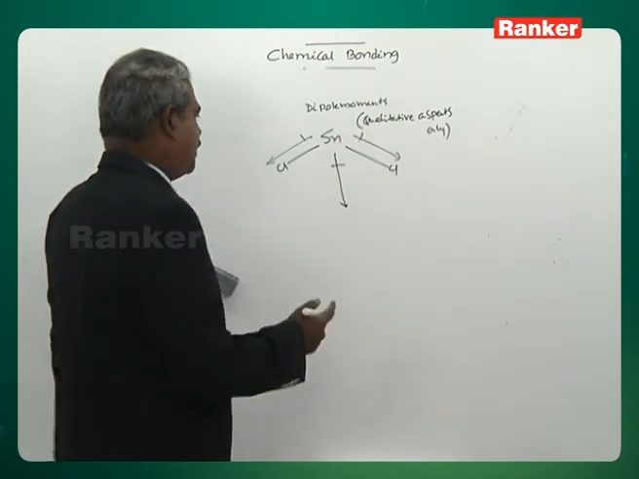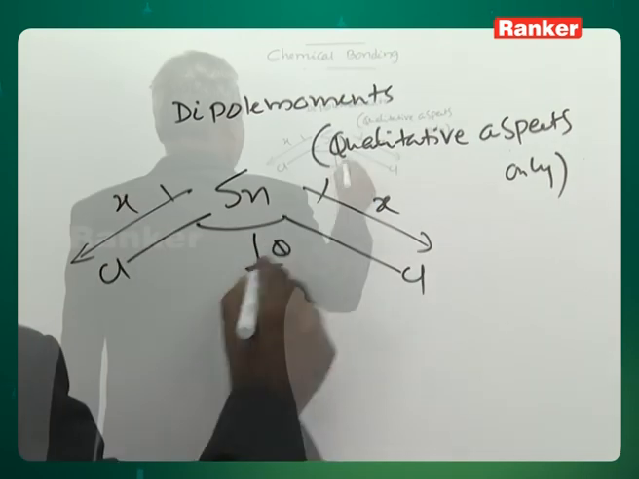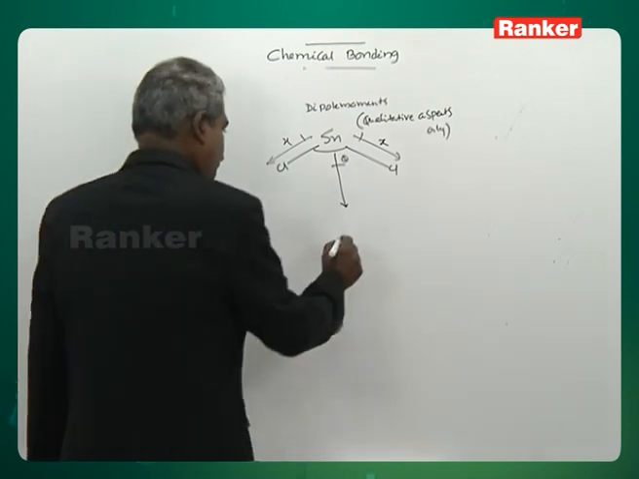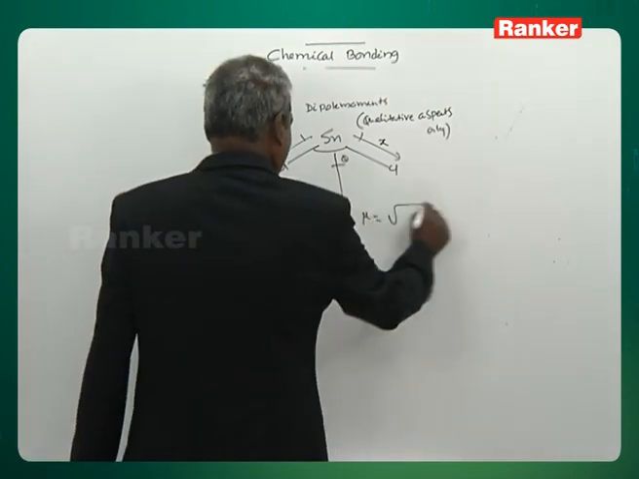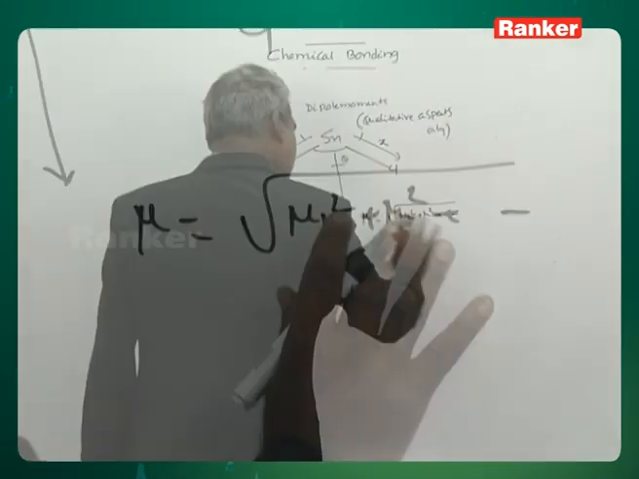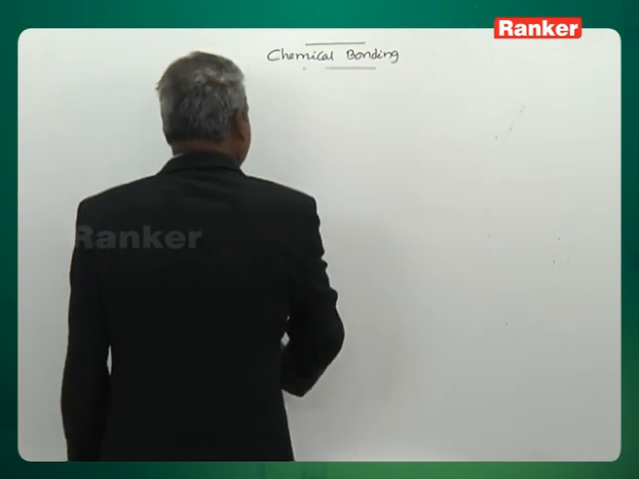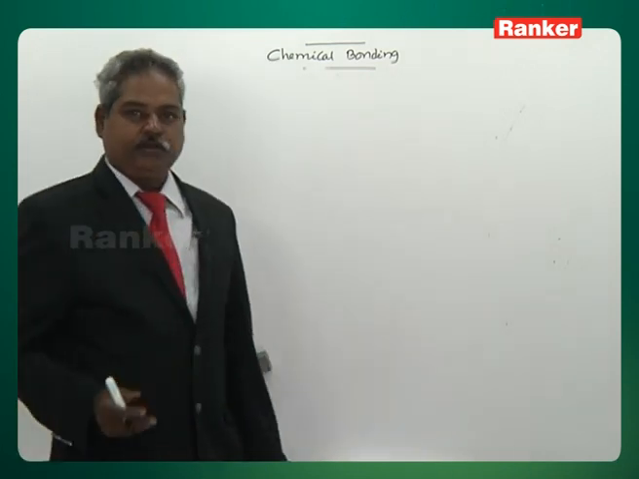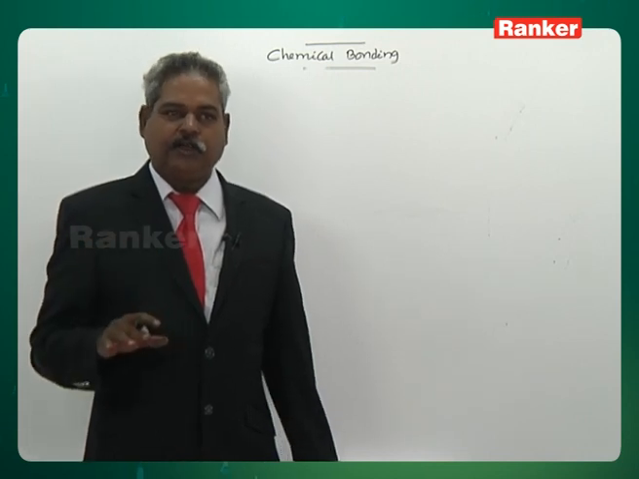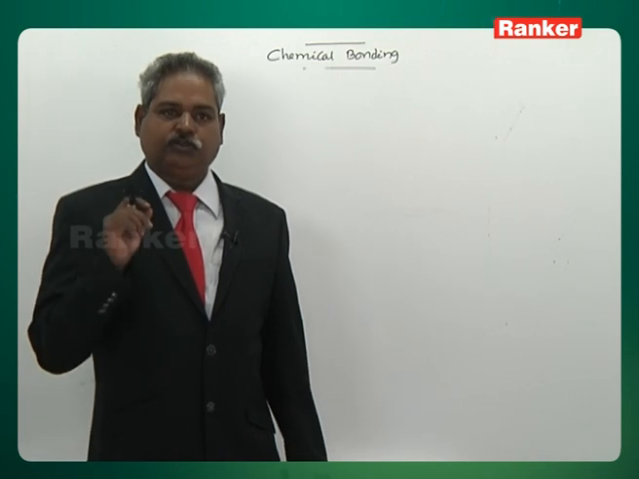If you want to calculate, this is x, this is theta, and you are trying to calculate the resultant, mu is equal to the square root of mu1 square plus mu2 square and all that. This is not required, and if that is necessary, you can do it very easily. In any case, physics, that is no big thing. In chemistry, when it is introduced for the first time, it may appear very strange and very interesting, but that is not necessary in chemistry. Dipole means qualitative aspects only.